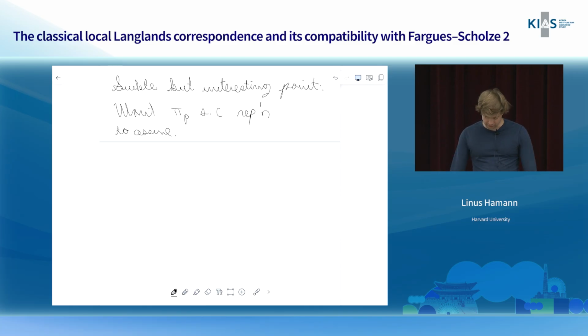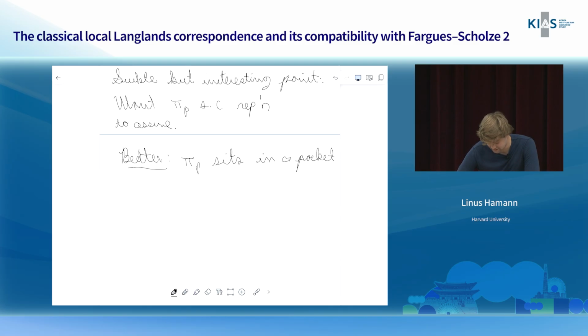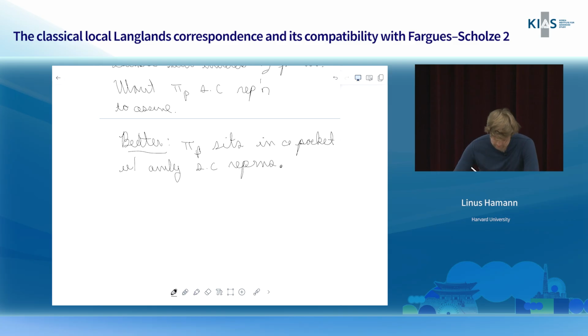And you can do this. In particular, you know that Fargues-Scholze is compatible with parabolic induction, and so it's not too hard to reduce to the supercuspidal case by using induction on the Levis. But actually, when you really do the details of this, it's even better to assume that pi b sits in a packet with only supercuspidal representations. As we saw in Alexander's talk, that doesn't always happen. So this is equivalent to assuming that the parameter attached to it is supercuspidal.